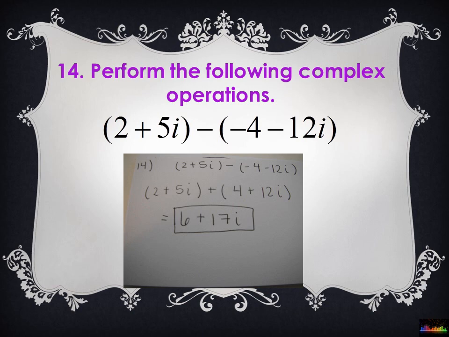You will combine your real parts, so 2 plus 4 gives me 6, and then you're going to combine your imaginary parts. 5i plus 12i is 17i. Always write your answer in standard form, which is a plus bi, or the real part plus the imaginary part.